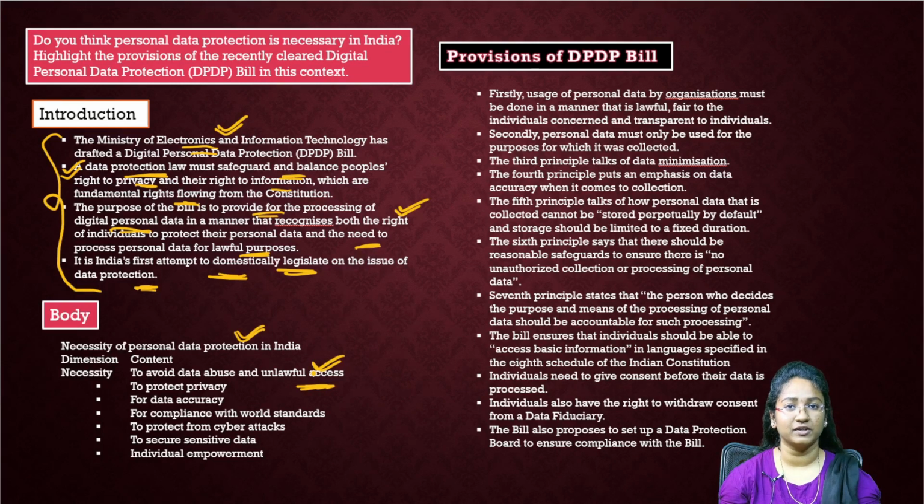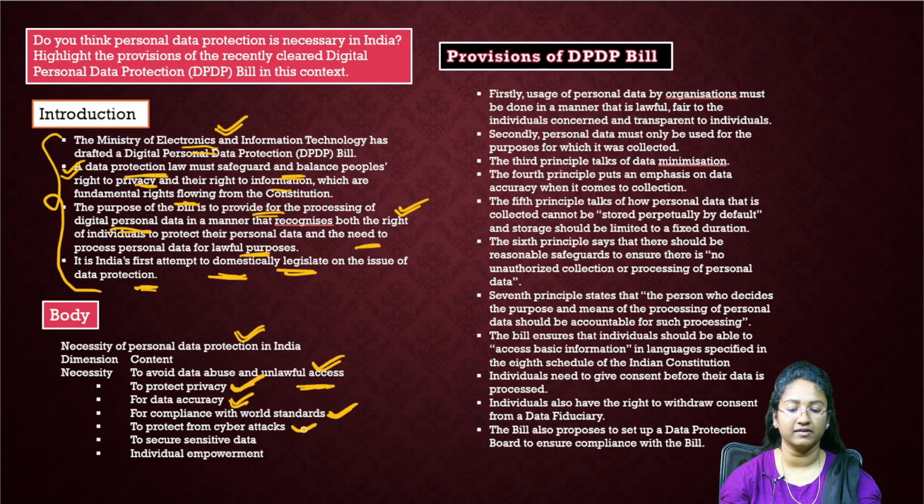So definitely data protection is needed. And coming to our second necessity, it is to protect the privacy of individuals. The privacy of individuals is definitely very crucial and very important. So we have to protect the right to privacy, and also for data accuracy and for compliance with worldwide standards. Whatever standards for data protection are followed in other countries, to comply with that also, this would be helpful.